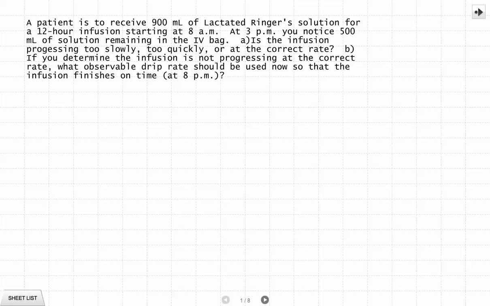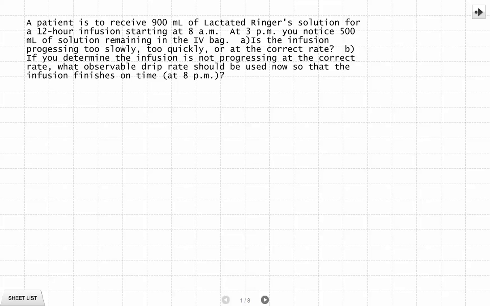Okay, so another two-part problem here. A patient is to receive 900 milliliters of lactated Ringer solution for a 12-hour infusion starting at 8 o'clock in the morning. At 3 o'clock in the afternoon, which would be 7 hours later, you notice 500 milliliters of solution remaining in the IV bag.